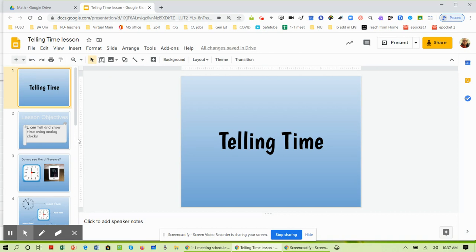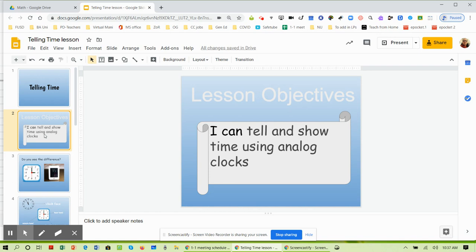So, what time do we wake up to come to school? What time do we go to bed so that we can wake up at a certain time? Everything is about time, right? So, it's an important skill. And in second grade, your I can statement or the standard is you will be able to tell and show time using analog clocks. I know for my third graders, it's a little bit different.